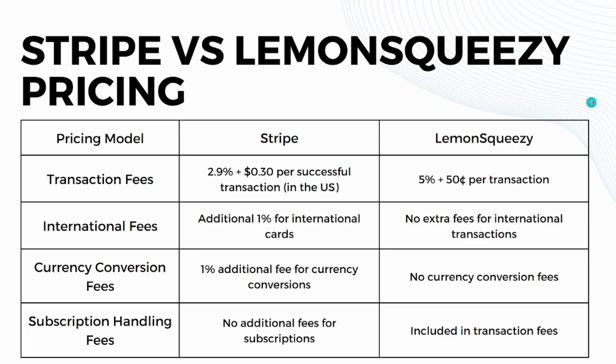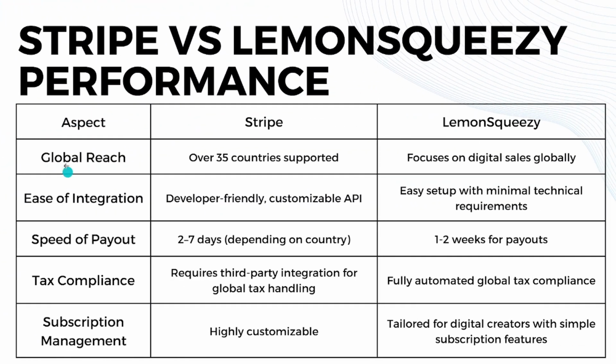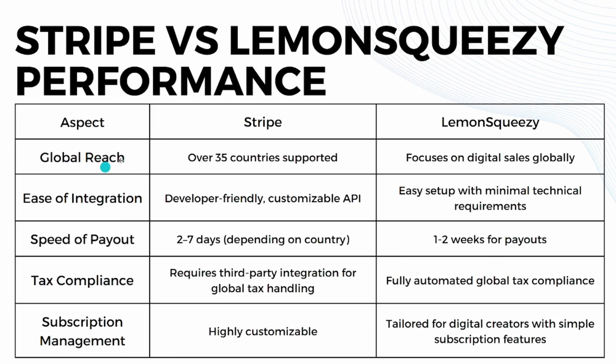Now let's go directly to performance. When it comes to global reach, Stripe supports over 35 countries, while Lemon Squeezy is only focused on digital sales globally. When it comes to ease of integration, Stripe is developer friendly and has a customizable API, while Lemon Squeezy has easy setup with minimal technical requirements.